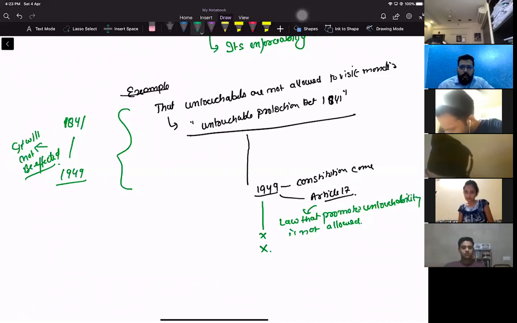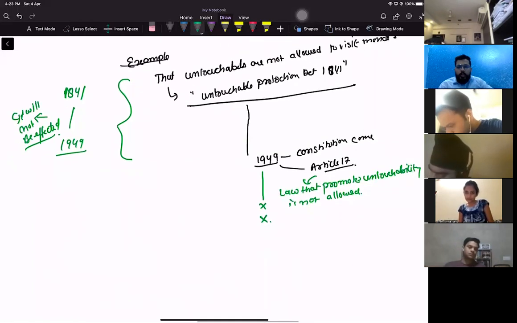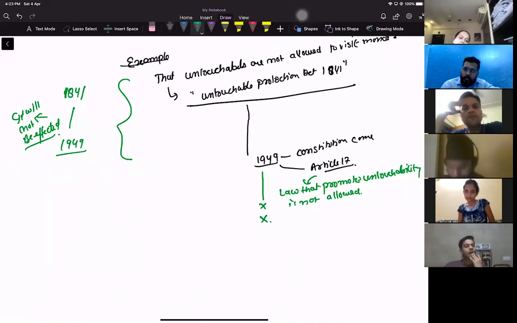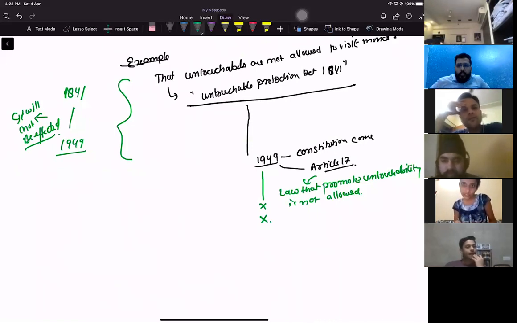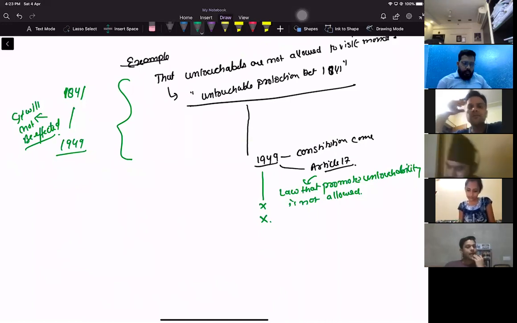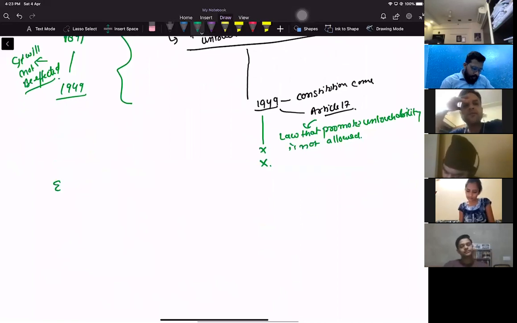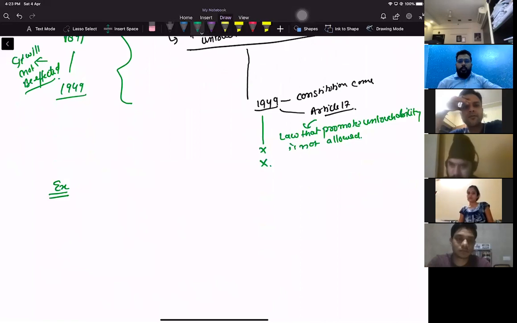So basically, what has happened? This law still remains in function prior to 1949. After 1949, it is not in function. So this is a pre-constitutional law. Let me take one more example, and we will try to understand what is happening. Let us take another example, and we try to pick up the very good differential.